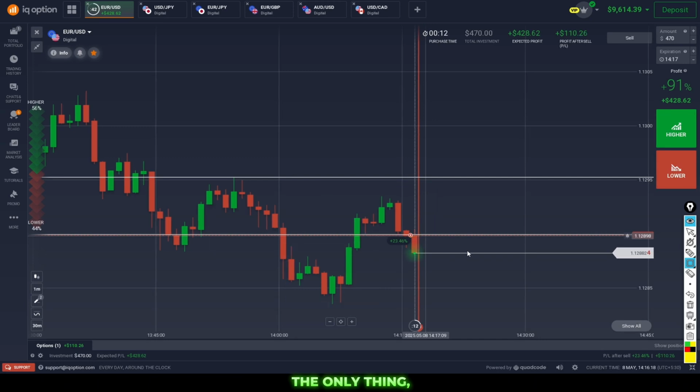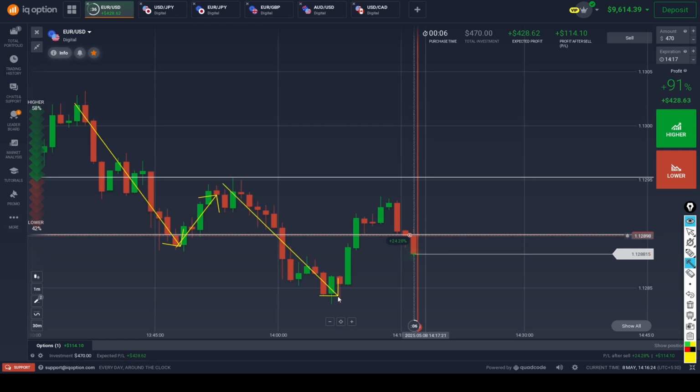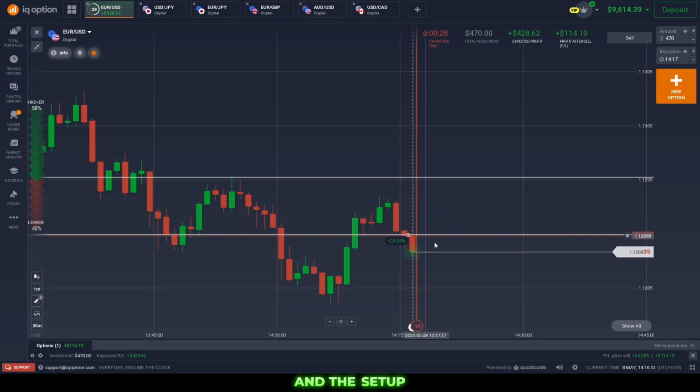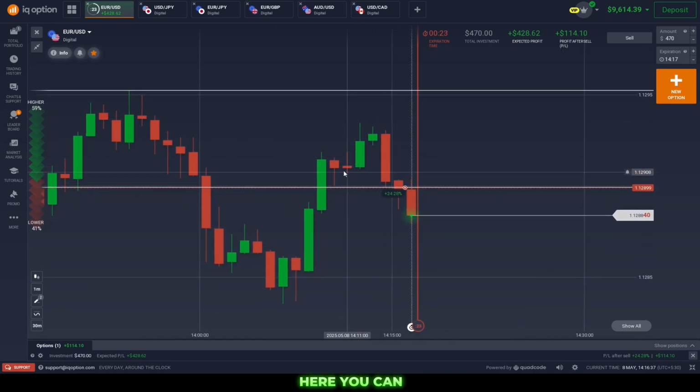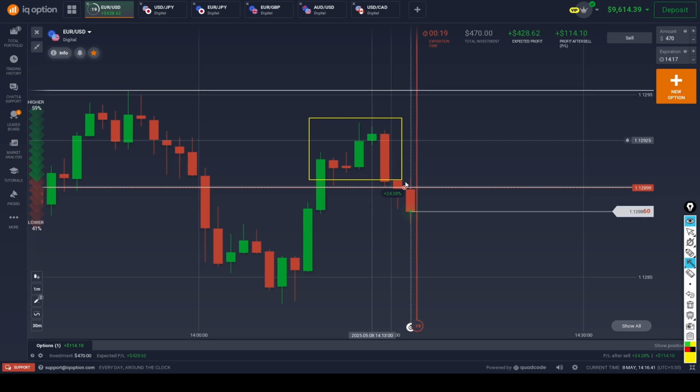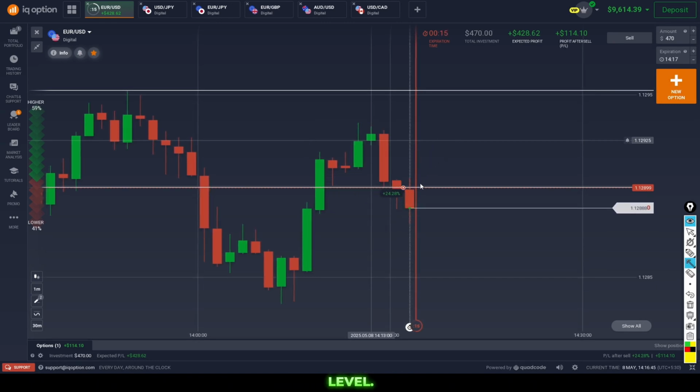The only difference is, previously we were going against the minor trend, and now we are going with the trend. So this is more powerful because now we are following the trend as well. And the setup is the exact copy. This candle here, you can see price shows weakness. After that, price broke the recently formed support level.